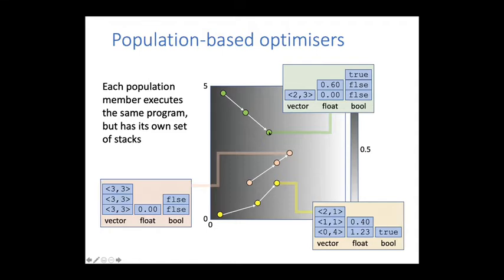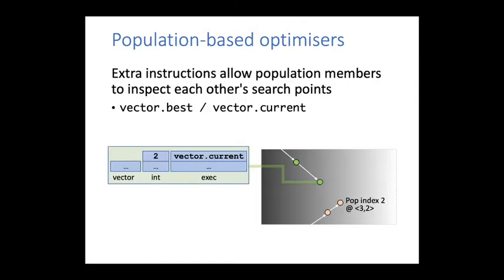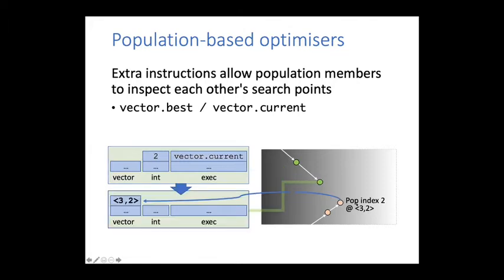And it's possible for these to communicate with each other using a couple of extra instructions called vector.best and vector.current. So this green process here has 2 on the stack, and it calls vector.current. This looks up the current location of search process index 2, and they're all numbered. And this will then look up the current location and copy it into the green guy's vector stack. So this provides a mechanism for them to build up collaborative behavior within the population.